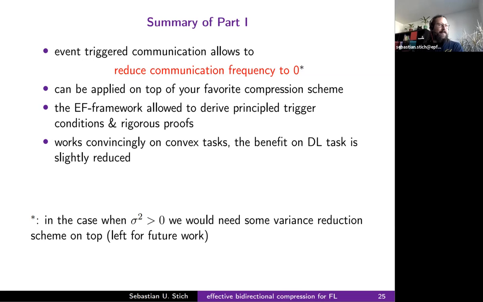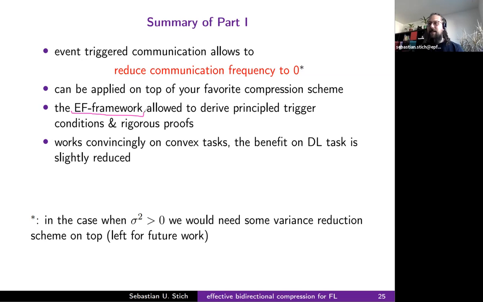So I think this can be handled by building, on top of everything, some variance reduction, but this would be beyond the scope of this talk. But yeah, I'm confident that this would work. And with the error feedback framework that I've not really shown, we can get rigorous proofs and also some principled way to get these triggers. I'm not saying there might not be better conditions in practice, but at least this is one condition that worked for the proofs.